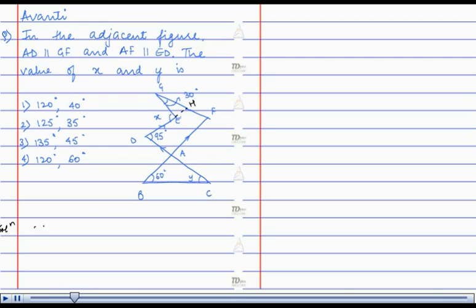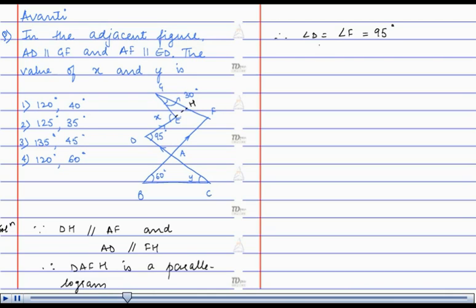Now, since DH is parallel to AF and AD is parallel to FH, therefore DAFH is a parallelogram. Therefore, angle D is equal to angle F is equal to 95 degree, since opposite angles of a parallelogram are equal.